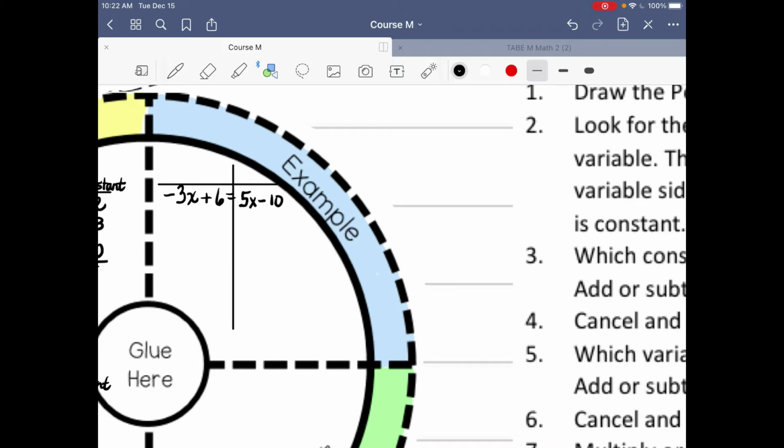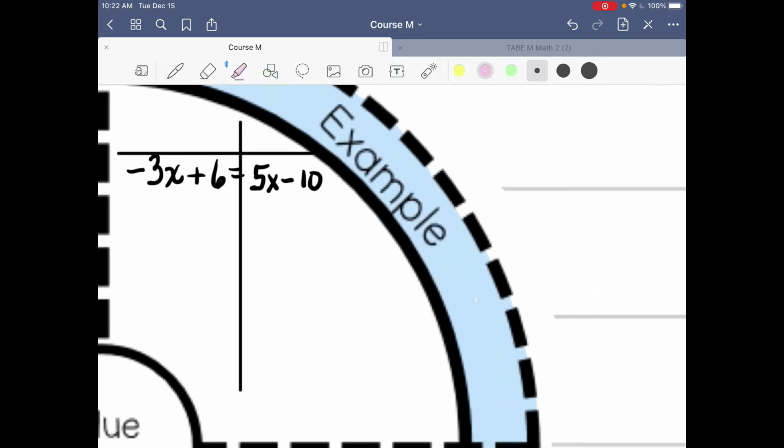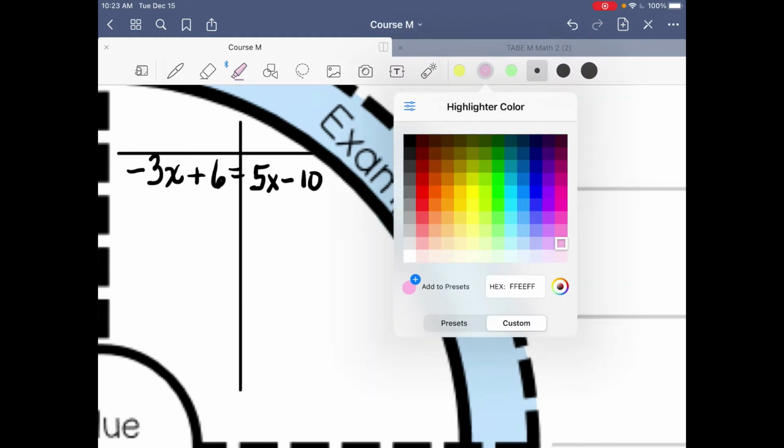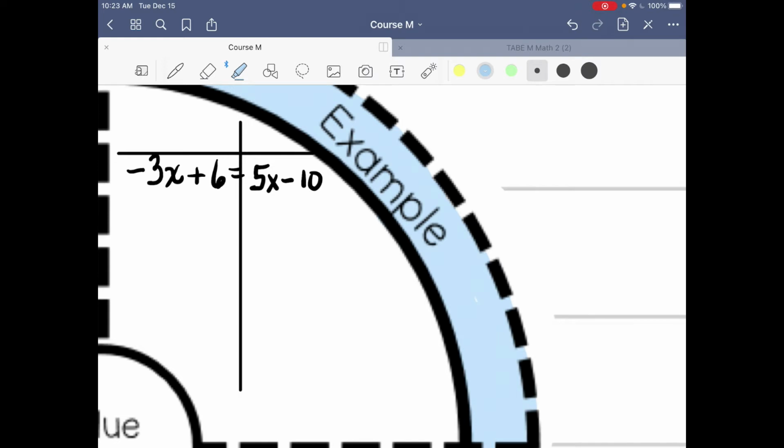And at this point, we would try to decide which side is the variable side. The thing about this is that there are variables on both sides. Fortunately, it's the same variable. It's the letter x, and that's a good thing. If it weren't a letter x on both sides, we would have a completely different situation. But we do have the negative 3x and we have the 5x. So we're going to have to make a decision here about which side we call the variable side.